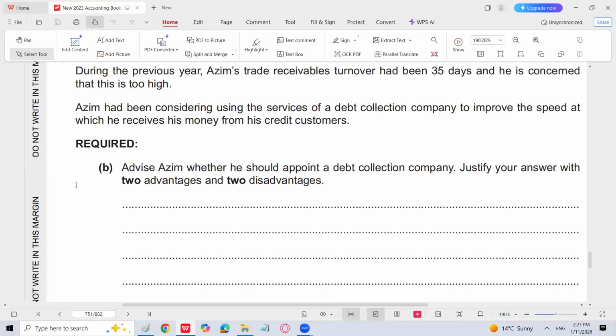And he will be able to collect the amount from the trade receivables quickly also. And irrecoverable debts will also decrease, but it might hamper the relation with the customers, right?